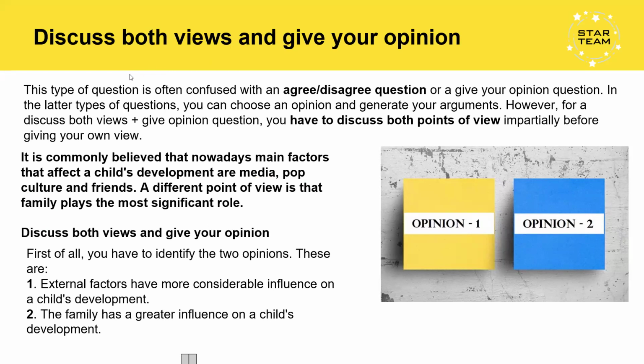Now we are going to discuss both views. First of all, you have to identify the two opinions. These are: external factors have a more considerable influence on a child's development; and the second, the family has a greater influence on a child's development. So our task is to discuss both of these views, and then at the end, we are going to give our own opinion, yes? Okay.